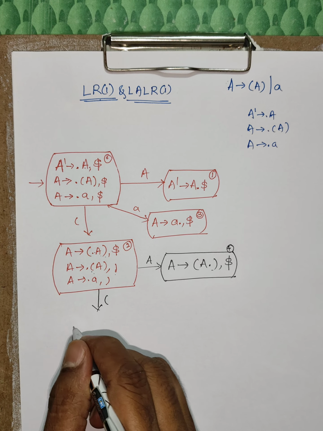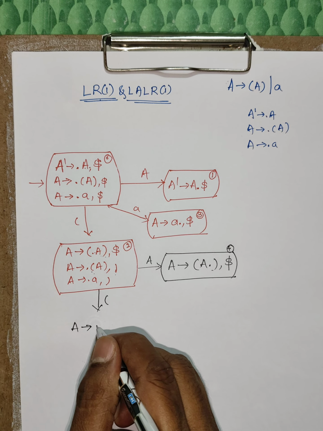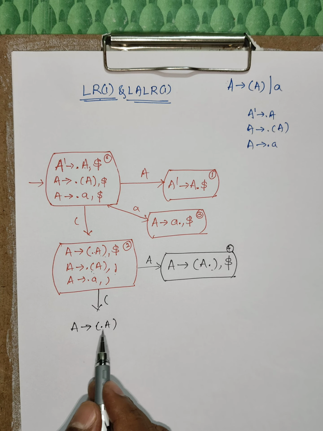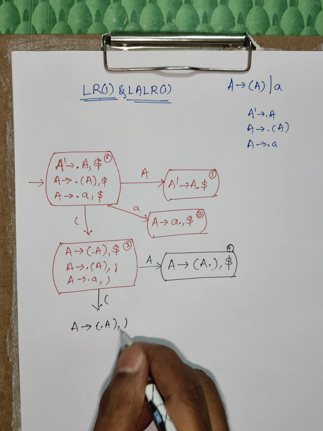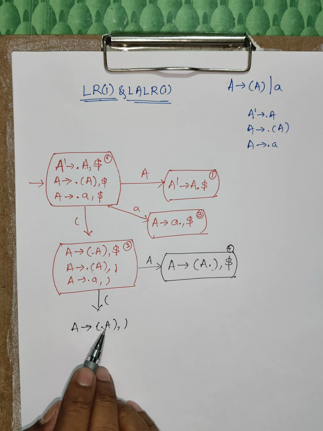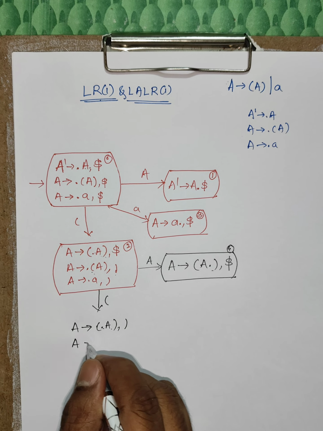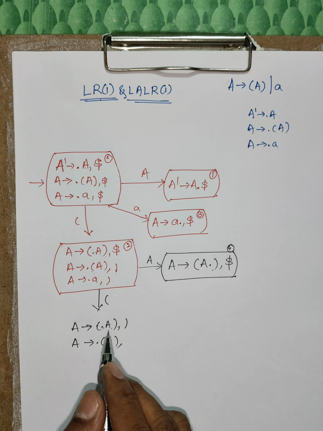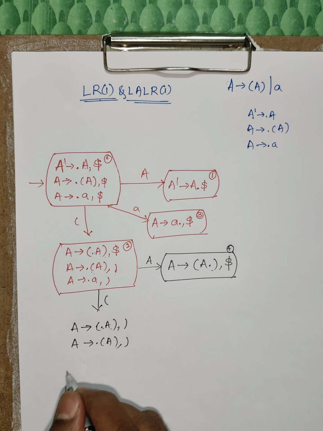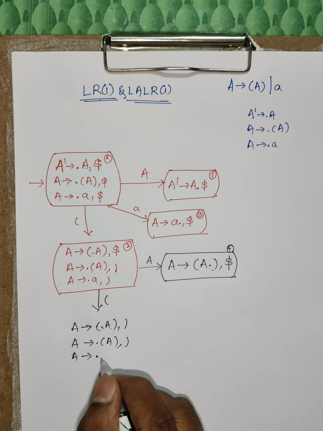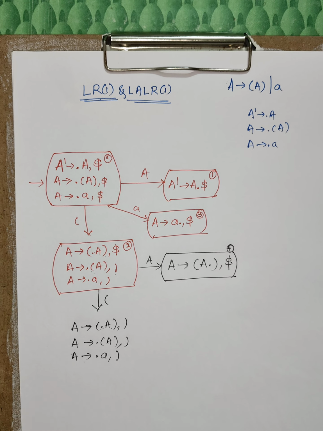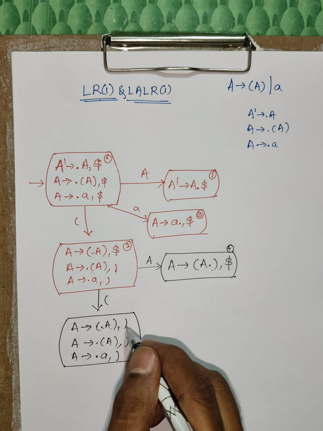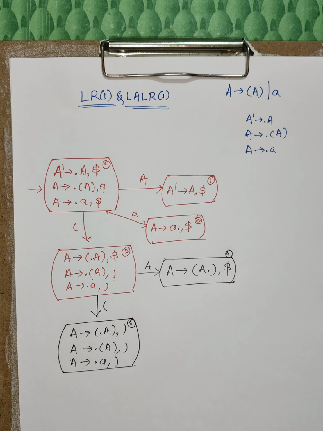On opening bracket, A produces opening bracket dot A closing bracket, and the lookahead is the same during transition. After dot, A is a variable, so all productions of A: A produces dot opening bracket A closing bracket, and follow of A is closing bracket, and A produces dot a, follow of A is closing bracket. This is the next state, this is state 5.